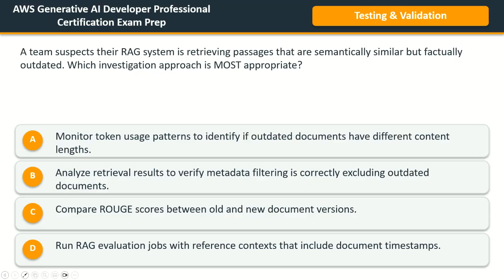Why are the other answers incorrect? Option A looks at token usage. Token count has nothing to do with document freshness. Option C uses Rouge scores. Rouge compares text similarity, not retrieval behavior. Option D runs RAG evaluations. Evaluations tell you what happened, not why outdated documents were retrieved. For outdated data issues, if the content is old but relevant, check retrieval filters first. The correct answer is B.